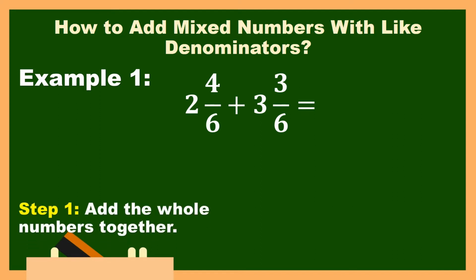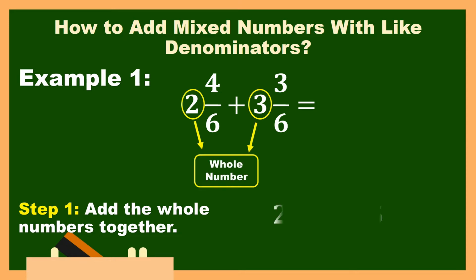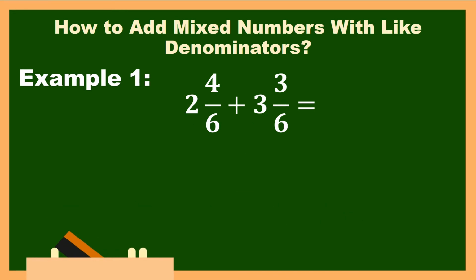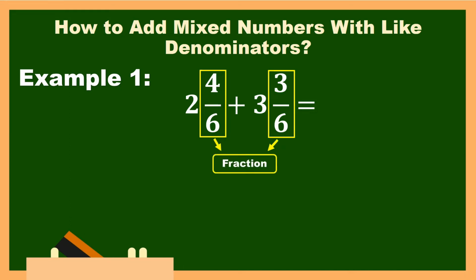So, sa step 1, we need to add the whole numbers together. So, dito sa ating equation, ang 2 and 3 ay ang ating whole numbers. So, 2 plus 3 is equal to 5. At ang 4 over 6 at 3 over 6 naman ay ang tinatawag nating proper fraction.